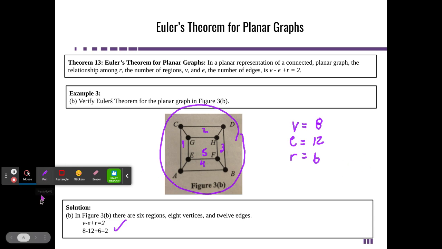All right, that wraps it up for this section. Pretty straightforward, just introducing the basic idea of what a planar graph is and how we can verify it.